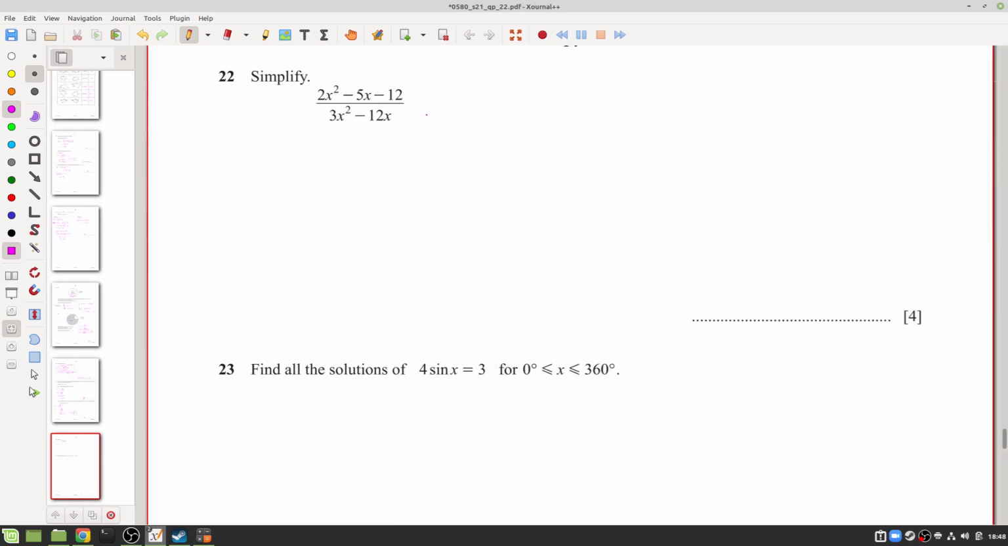Okay, simplify this one. So everywhere you can factorize, you want to factorize if you can. The top part we can factorize into 2x minus 4 plus 3. At the bottom we can take out a 3x as a common factor, and we're left with x minus 4, and these can cancel out, and we're just left with 2x plus 3 over 3x.